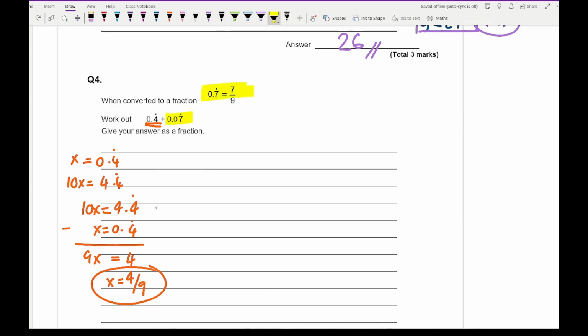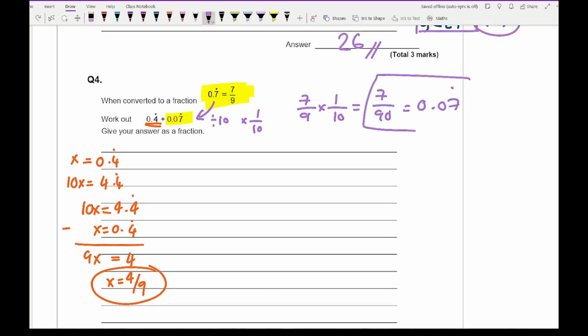Now for this I can use this expression here, because to get from this number to this number, what I need to do is divide by 10, or in other words multiply by 1 over 10. So here 7 over 9 multiplied by 1 over 10 gives me 7 over 90, and that's going to be equal to 0.07 recurring. Now alternately, you could use the same method as what I've written in orange and get the same answer. So all that's left for me to do is to combine these two things together.